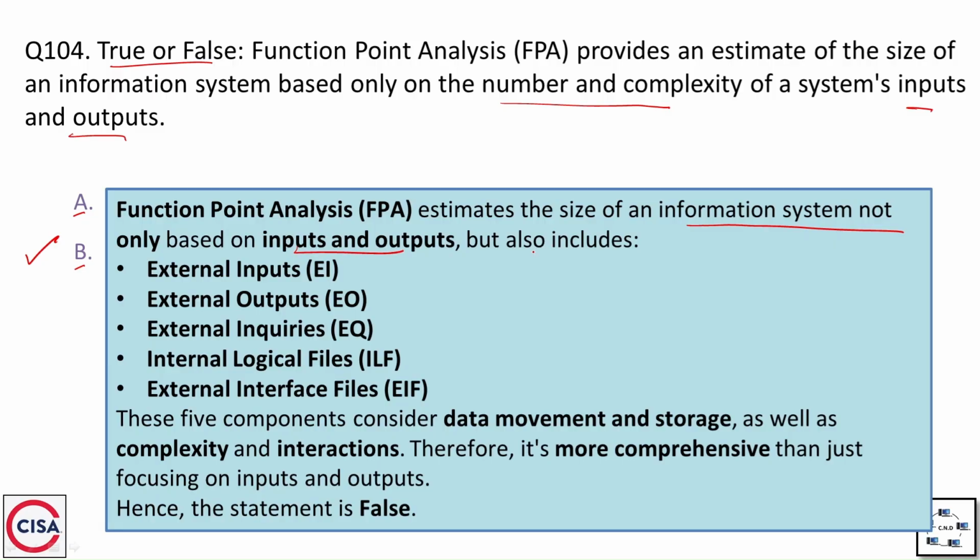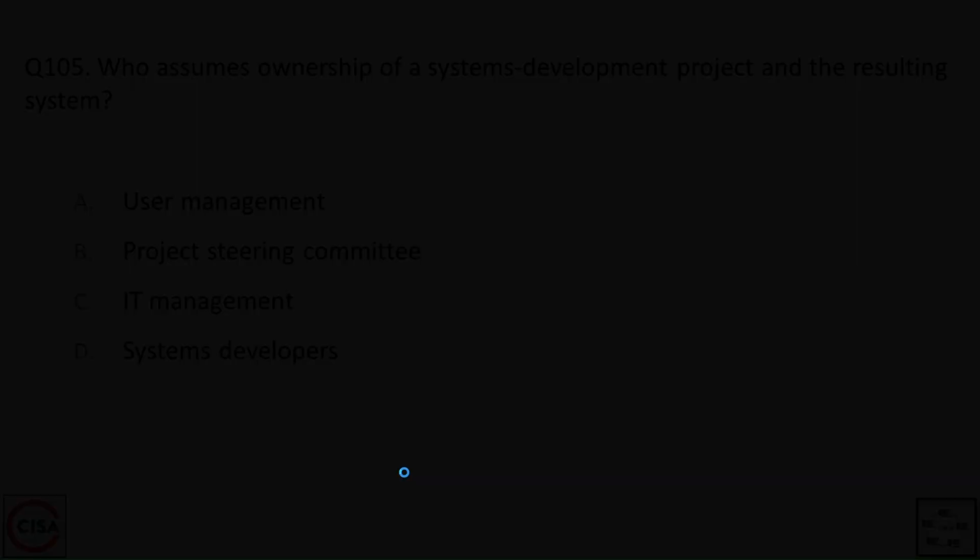So function point analysis or FPA estimates the size of an information system not only based on inputs and outputs, but also includes external inputs, that is EI, external outputs, that is EO, external inquiries, that is EQ, internal logical files, ILF, and external interface files, that is EIF. So these five components consider data movement and storage as well as complexity and interactions. Therefore, it's more comprehensive than just focusing on inputs and outputs, and hence the statement is false.